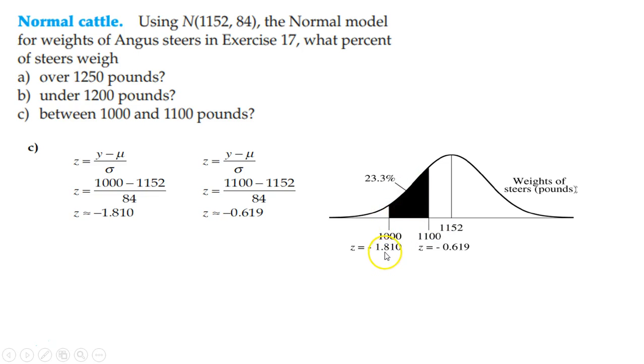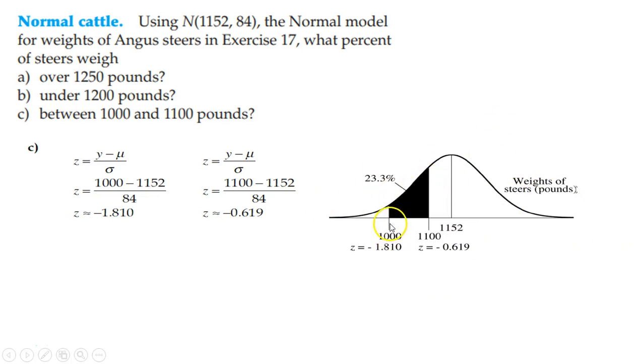But once you rewrite it in terms of z-scores, you press second vars. I would scroll down, and I want it between negative 1.810 as my low, comma, negative 0.619 as my high, but then our mean is 0, and our standard deviation is 1 with the normal model, and I get approximately 23.3.